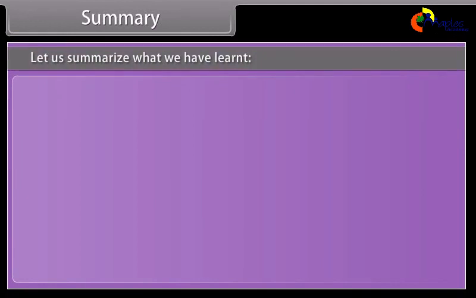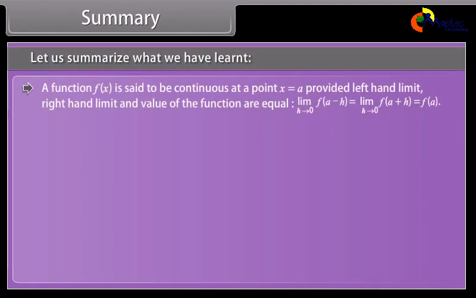Summary. Let us summarize what we have learned. A function f of x is said to be continuous at a point x is equal to a, provided left-hand limit, right-hand limit, and value of the function are equal. Limit h approaches 0 of f of a minus h is equal to limit h approaches 0 of f of a plus h is equal to f of a.